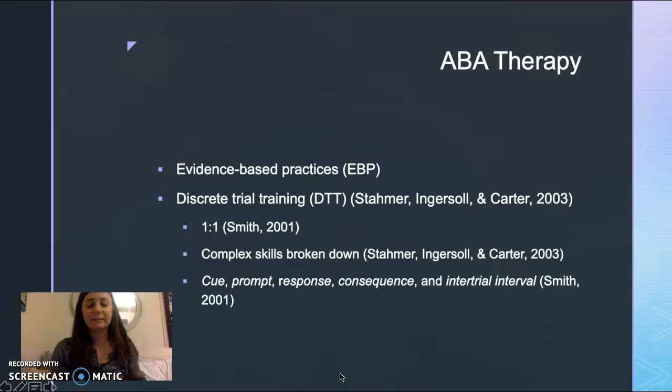Applied Behavior Analysis Therapy, or ABA, is one of the most common evidence-based practices for individuals with ASD. A common behavior analytic approach is discrete trial training, also known as DTT. This consists of one-to-one instruction where complex skills are broken down into sub-skills with mass trials and consist of 5 components: the cue or an SD, prompt, response, consequence for the response, and an intertrial interval.